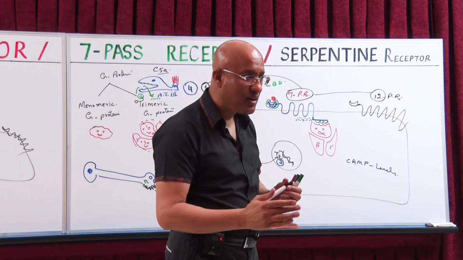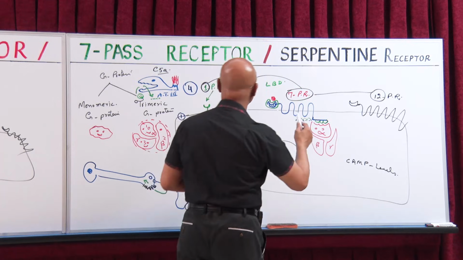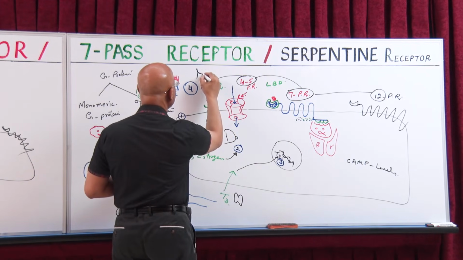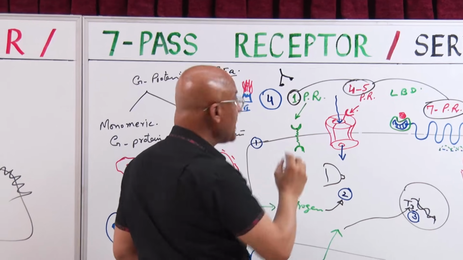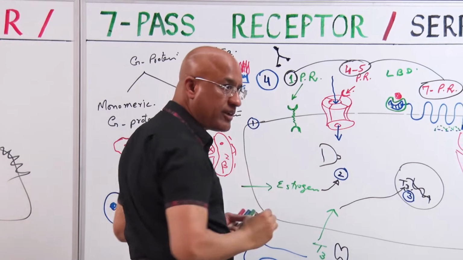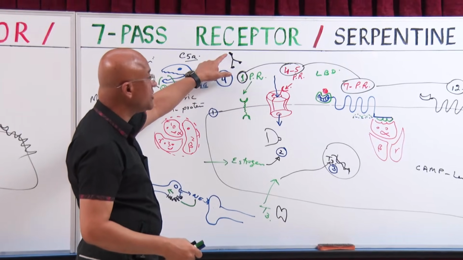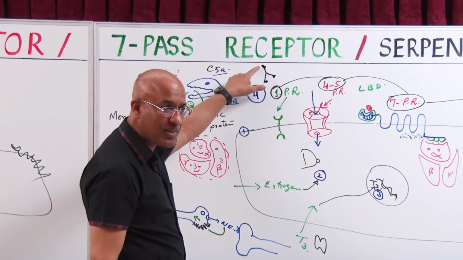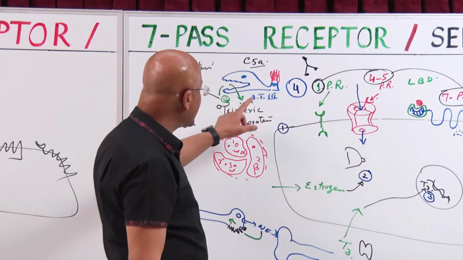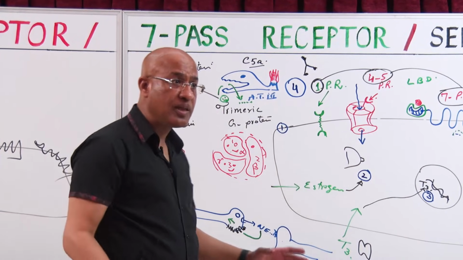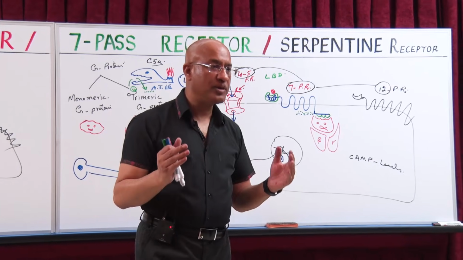There are many drugs which interact with the antibodies and alter the function of the antibodies. Let's suppose this is an antibody. Suppose a drug binds here and alters the function of the antibody, right? So in this case, this will be the ligand binding domain, this will be the effector domain. You are getting it?